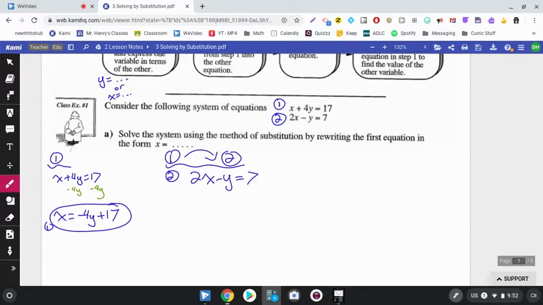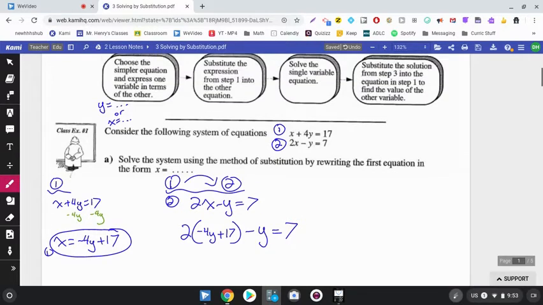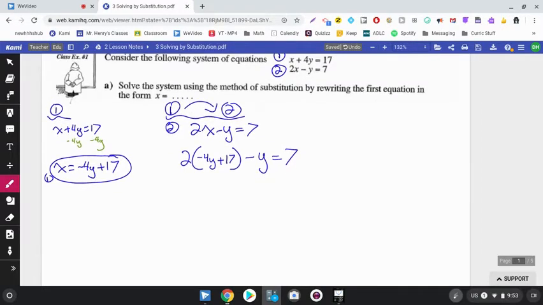So instead of writing x, I'm going to write negative 4y plus 17, minus y equals 7. I have substituted in. Now if I look at this, I only have y's. So this is step 3, solve the single variable equation. Because I substituted for x, I now have just the y's, so this equation has a single variable and I can solve.